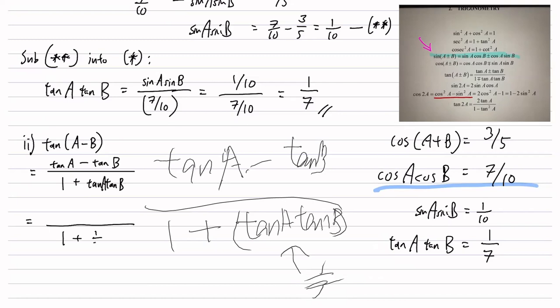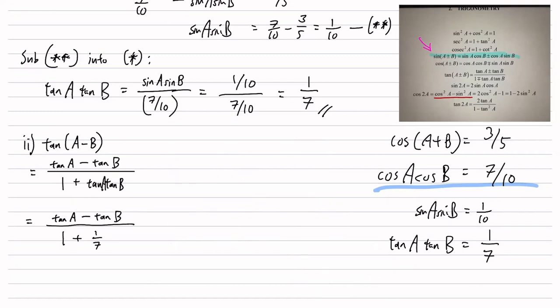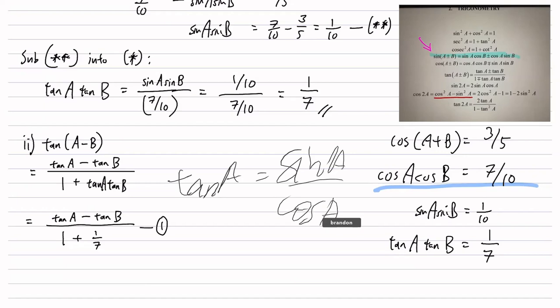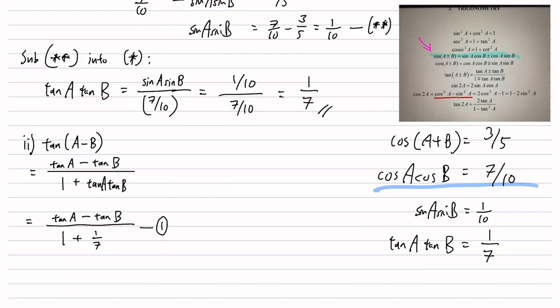And then the numerator is tan A minus tan B. Good. Then what? Tan A. How? Sin A over cos A. So now I hope you realize that it's getting a bit difficult, right? Yeah, because you need to substitute with a fraction.